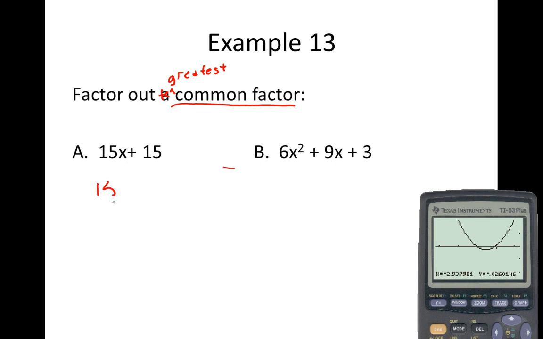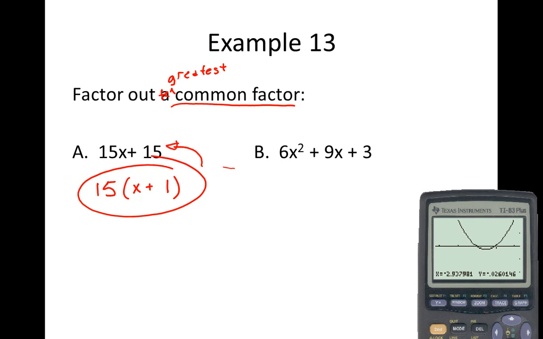And then what am I left with? Left with an x there, and then 15 times 1 is 15. So 1. And again, at the very least, mentally distribute that 15 on both terms, and you'll get my original expression. How about this next one?